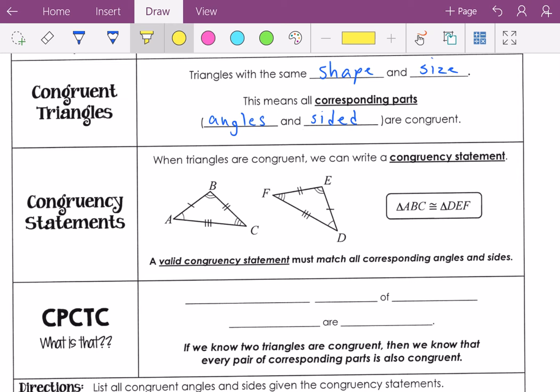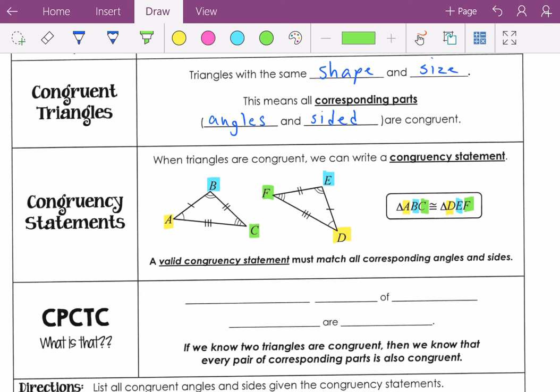As mentioned in previous lessons, whenever triangles are congruent, we can write a congruent statement. That is saying that one triangle is congruent to the other. When you are talking about the triangles, the first letter has to correspond with the first letter of the second triangle. And again, the second letters have to match with the second letters, and the third letters have to match each other as well. In order for your congruent statement to be valid, you have to have it in the correct order.